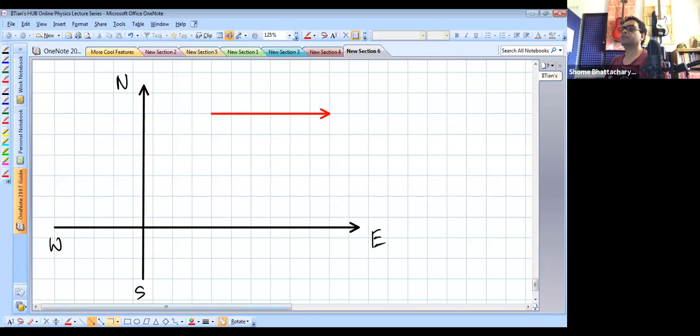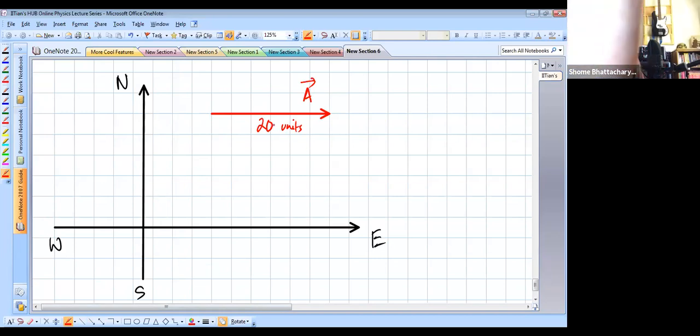So let's say I just represent it here. So now one thing you have to be sure to understand over here is that this is 20 units. And I don't even know what unit it is. It could be newtons because I could be talking about force. It could be kilometers or meters if I'm talking about displacement. It could be meters per second if I'm talking about velocity, like that.